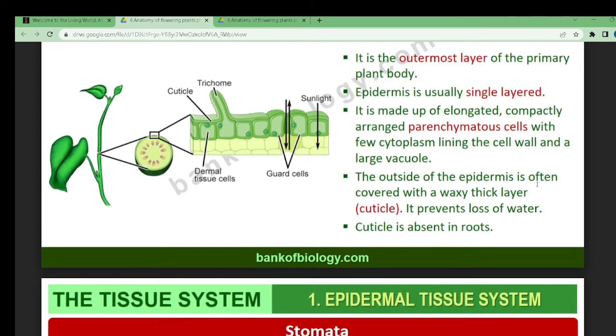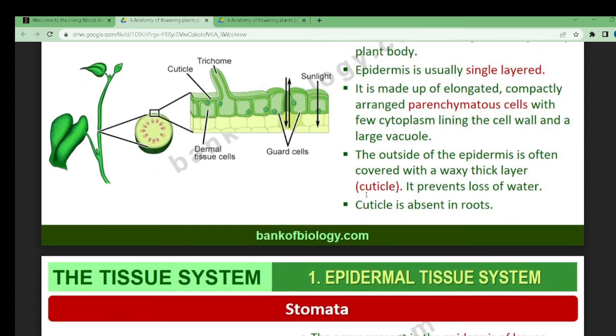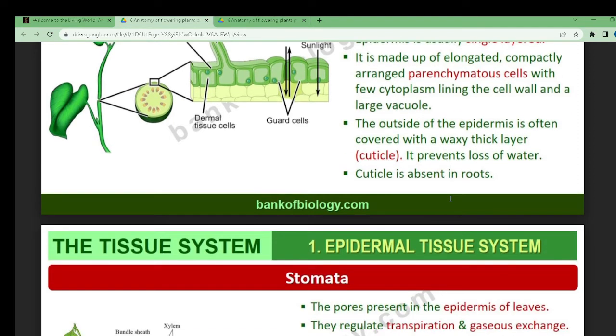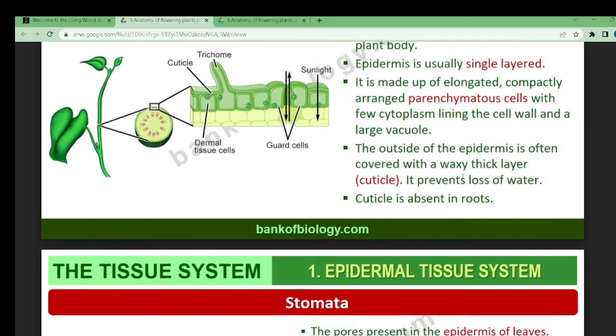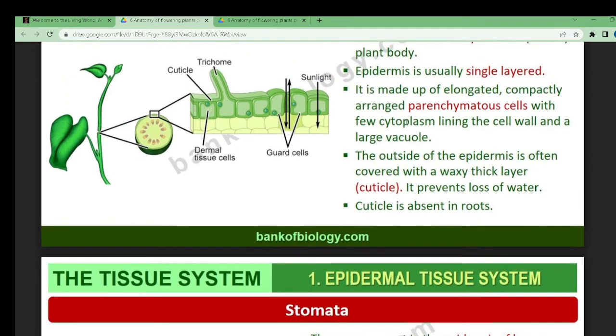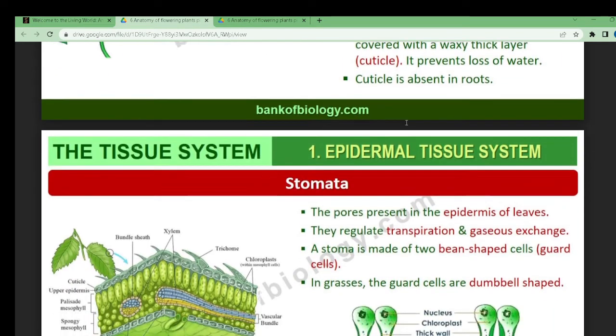The outside of the epidermis is often covered with a waxy thick layer, the cuticle, and on those parenchymatous cells some waxy layer is present because they have a thin cell wall. So this waxy thick layer is nothing but the cuticle. It prevents the loss of water due to the heat or due to the sunlight. Cuticle is absent inside the root. It is present only in the epidermal layer of the shoot part and not in the root part.